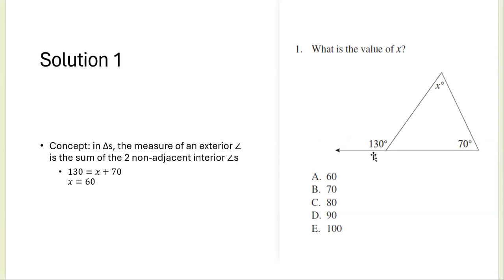All right. This 130 degree is an exterior angle. It's not inside the triangle, but it's supplementary to one of the angles in the triangle. So this 130 degrees is an exterior angle. And there's a theorem that says this exterior angle is the sum of these two angles over here, the non-adjacent interior angles. Okay, so we can solve an equation. 130 equals x plus 70. So x is equal to 60, choice A.